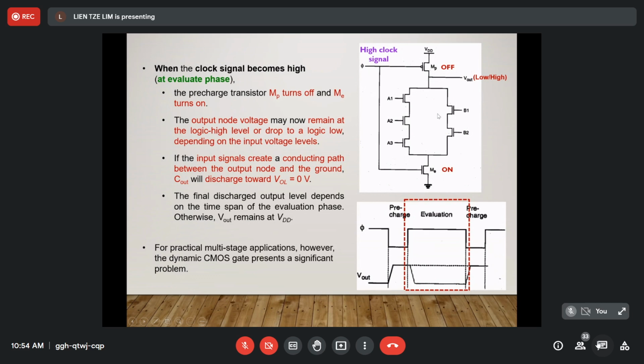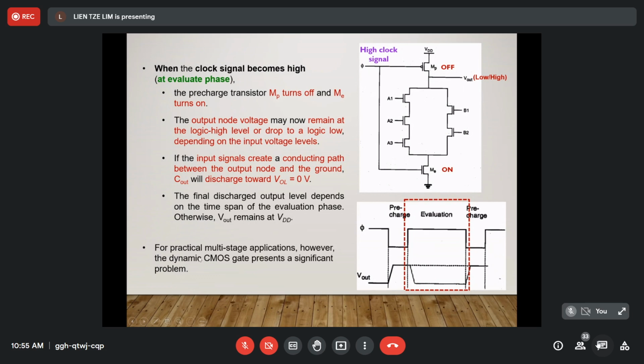If the input voltage, maybe all the input voltages are high and then all NMOS are turned on, and then there is a conducting path to the ground. So the V out here will be 0. It will be low and it is equal to 0. This is how we should understand it.